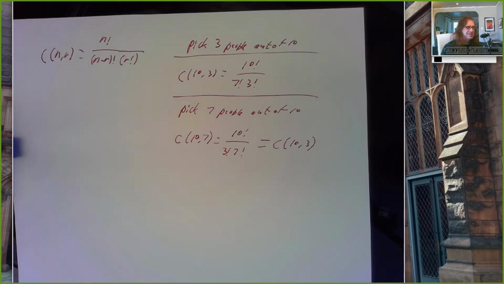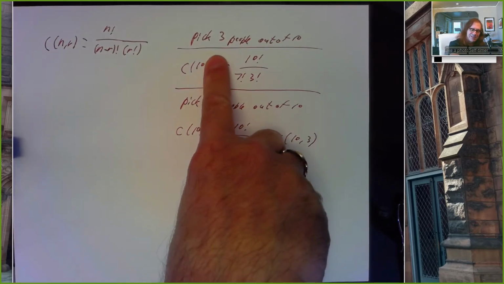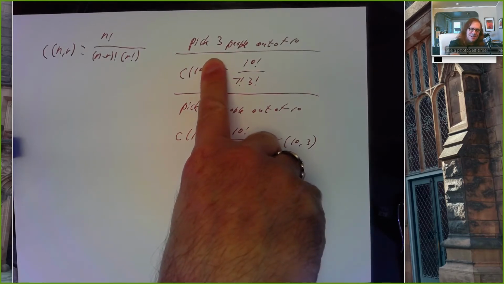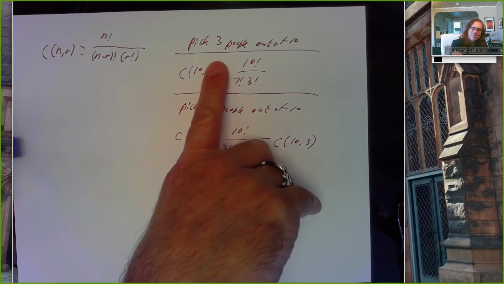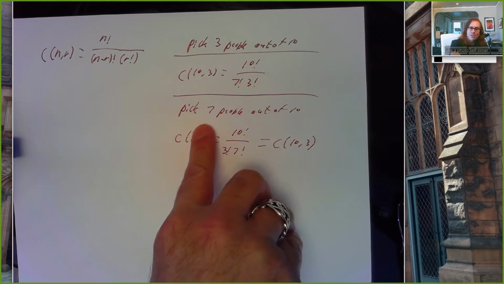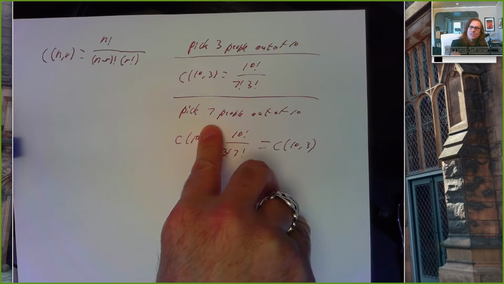7 and 3 are related to 10. If you have a group of 10 people, and you want to pick 3 of them to win a prize, that's exactly the same thing as picking 7 of them who are not going to win a prize. If I'm picking 3 people to come into some separate group, that's the same thing as picking 7 people who don't go into that separate group. The number of ways I can do this has got to be the same as the number of ways I can do that.